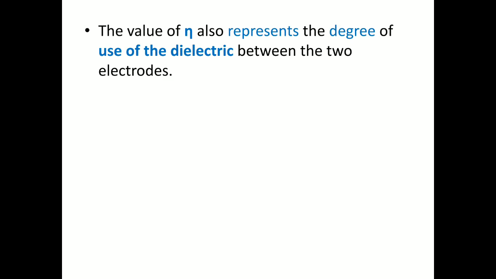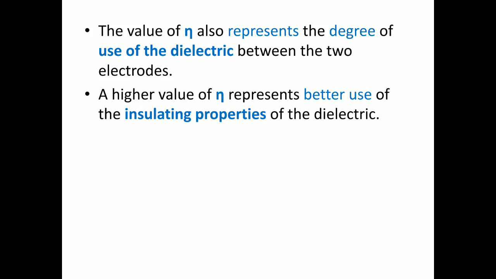Now what does the degree of uniformity represent? The degree of uniformity represents how effectively we are utilizing the dielectric strength of a given insulating material which is placed in between those two electrodes. The degree of uniformity also represents the better use of the insulating property of a given insulating material.